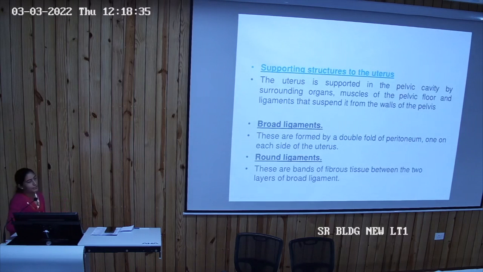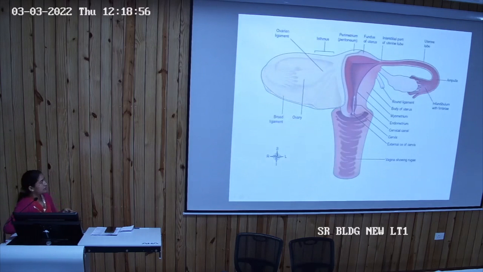Now, what are the supporting structures of the uterus? There are a lot of structures that give support to the uterus. One of them is the broad ligament, the other is the round ligament. First, the broad ligament. What is the broad ligament formed of? It is again a fold of peritoneum that is holding the uterus in the pelvis. Now, how is it holding the uterus in the pelvis?